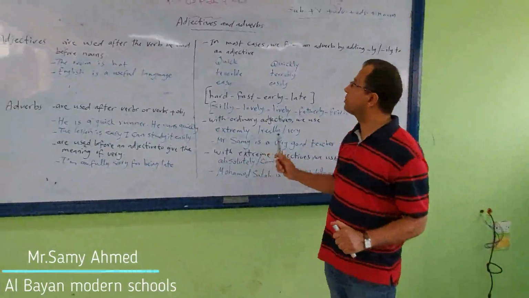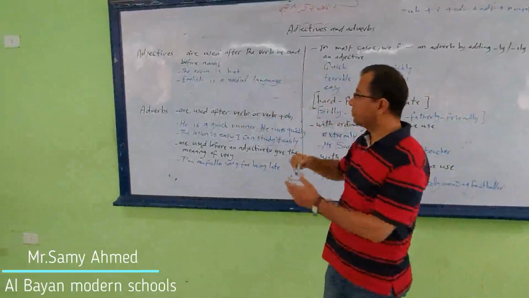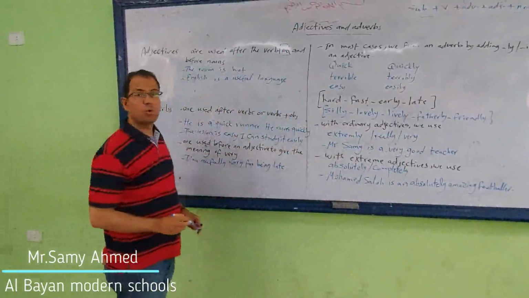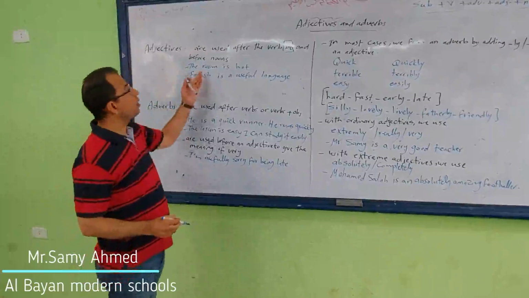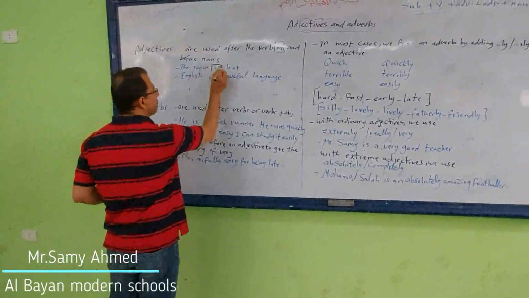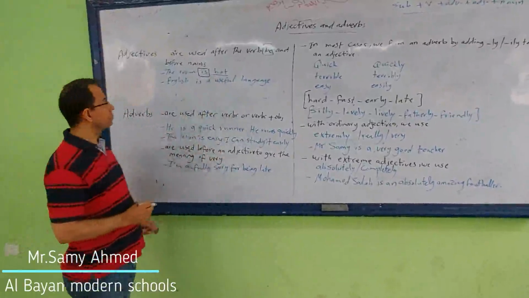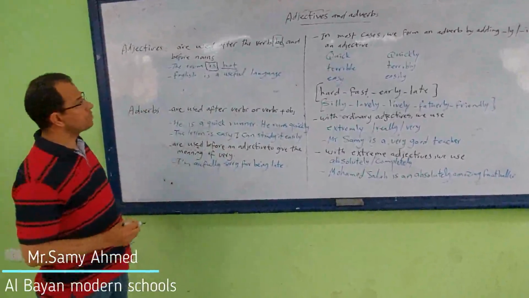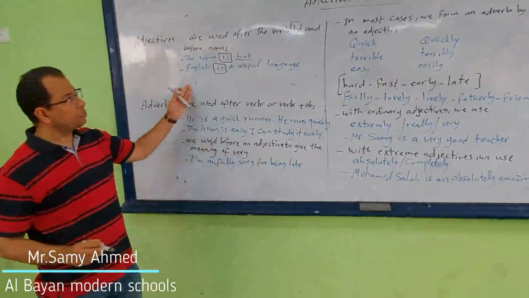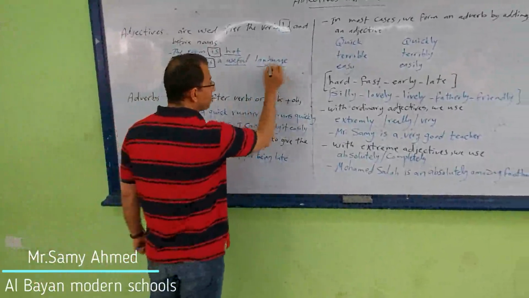they are so different. Adjectives are used after the verb to be, and is, are, or was, were, and before nouns. For example, the room is hot. Here we have the verb is. So the word hot is an adjective. English is a useful language. Is is a verb to be. So useful is an adjective. And language is a noun.